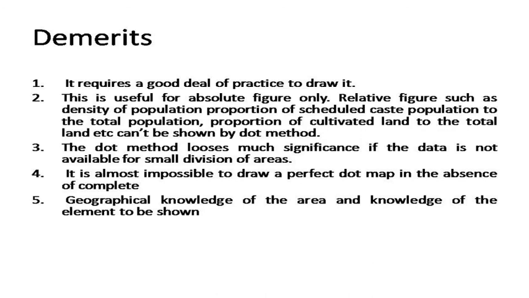The dot method loses much significance if the data is not available for small divisions of areas. It is almost impossible to draw a perfect dot map in the absence of complete geographical knowledge of the area and of the element to be shown.